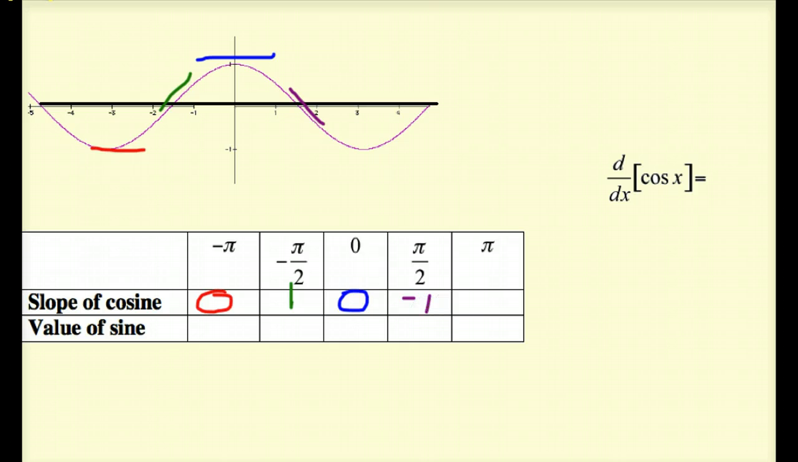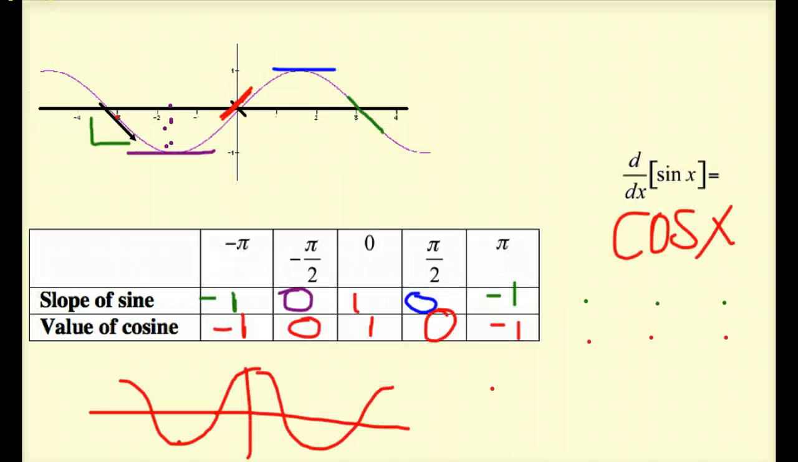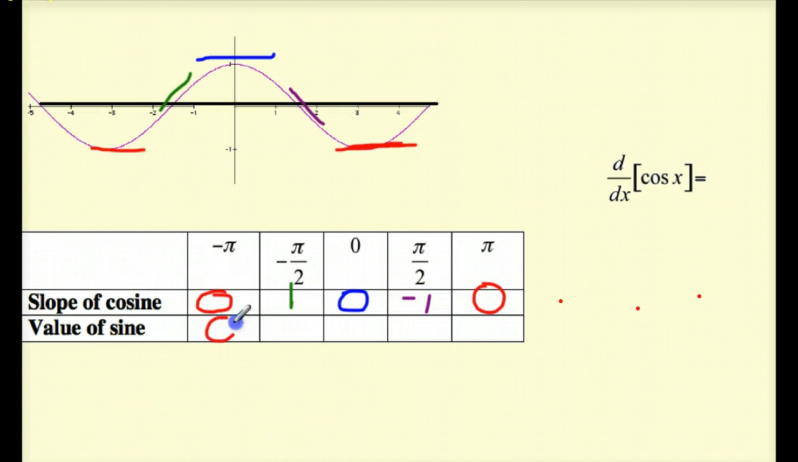And then if I take a look at pi, right here, you see, pi right here, I get a 0 again. So what do you think is going to happen to this function right here? It's going to repeat, right? 1, 0, -1. Well, let's compare this to the value of sine. Actually, let's just take a look at this graph here. At negative pi, the value is 0. At 0, the value is 0. And at pi, the value is 0.